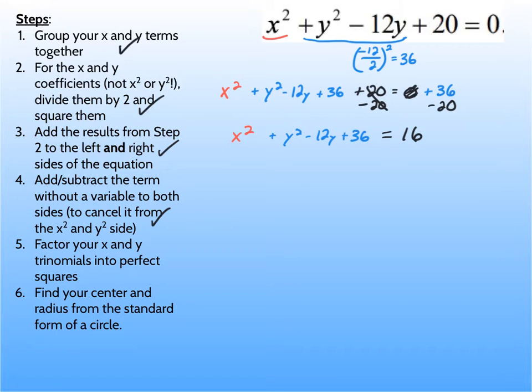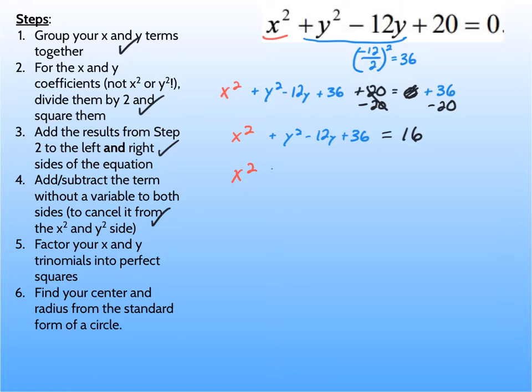Now step 5. We're going to factor the x and y trinomials into perfect squares. But again, twist. We don't really have a trinomial here. But we have a monomial, and it is a perfect square. So that's perfect. We can just leave the x squared. That one, not going to touch it. It's just x squared, and we'll deal with that in a second.